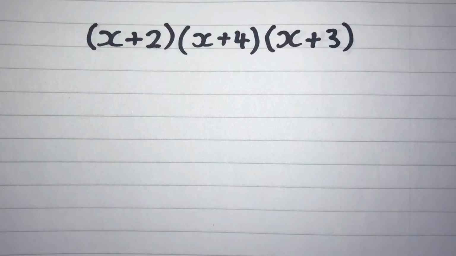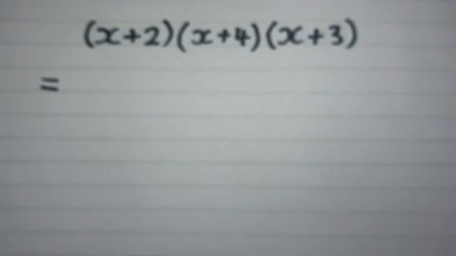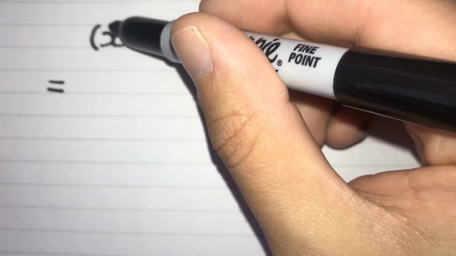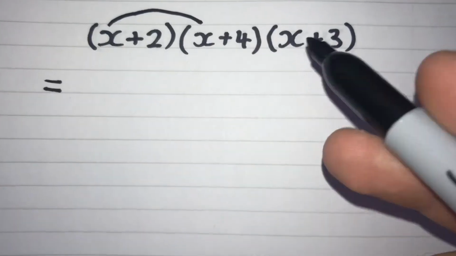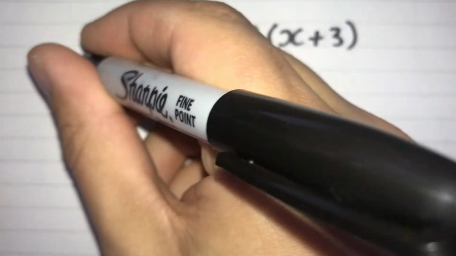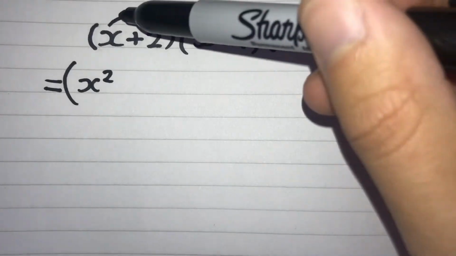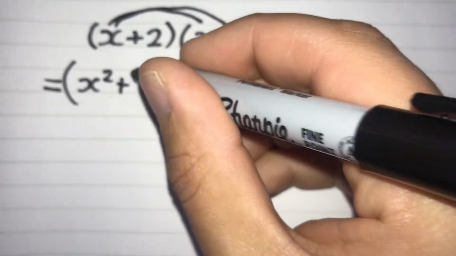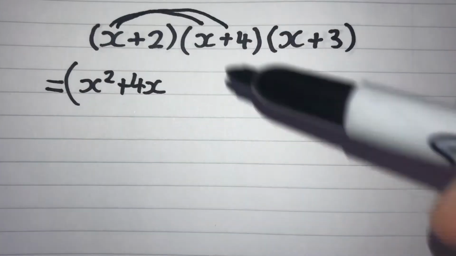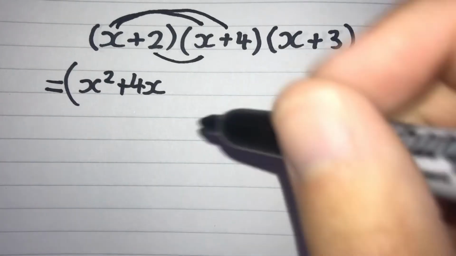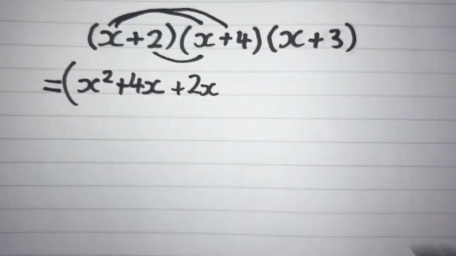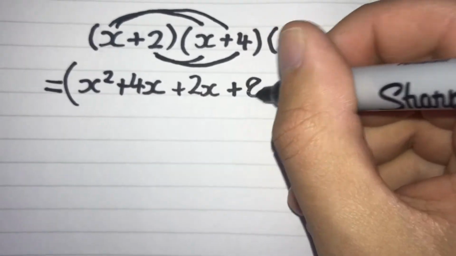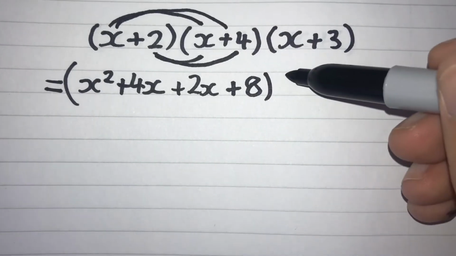So starting off with multiplying these double brackets, we could do this using our FOIL method that we looked at in the last video. So that starts off with multiplying our firsts together. So x multiplied by x gives us x squared. And then we've got our outers, an x and our 4. X multiplied by 4 will give us 4x. Then we've got our inners. 2 multiplied by x will give us 2x. And then our lasts, 2 multiplied by 4 will give us 8. And then of course we've still got this x plus 3 bracket.